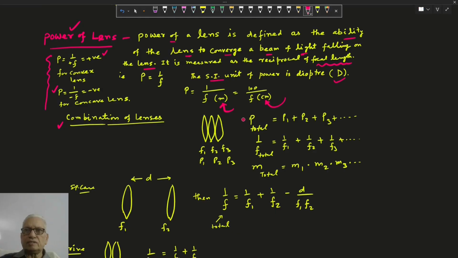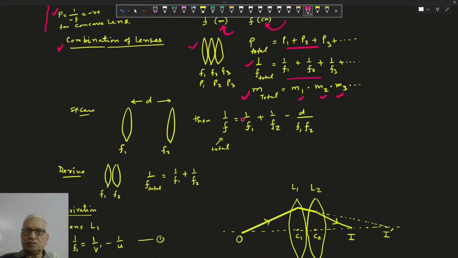Combination of lenses. Suppose there are many lenses, say 2 or 3 lenses, with focal lengths f1, f2, f3, and powers P1, P2, P3, in contact. Then power will be added up. Total power will be P1 plus P2 plus P3, and focal lengths are added reciprocally.